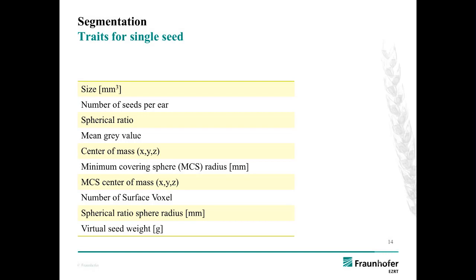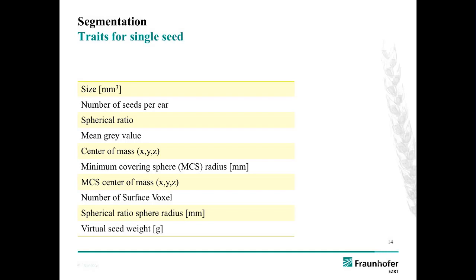You get the number of voxels of the surface, which gives you a good approximation of how deep or how wide the crease is in the seed. So you also have information about the surface.